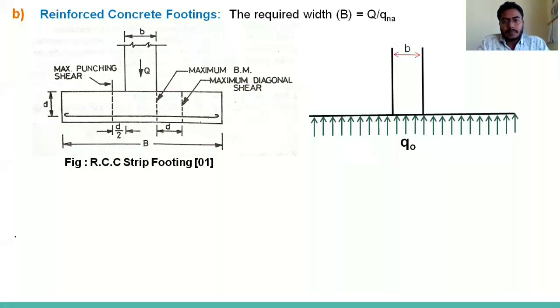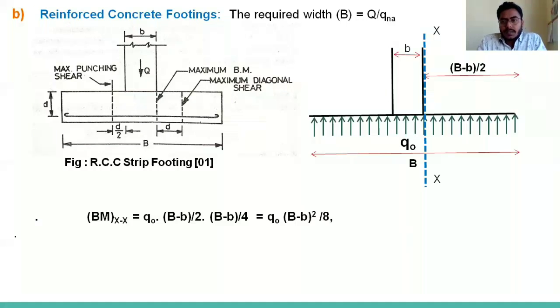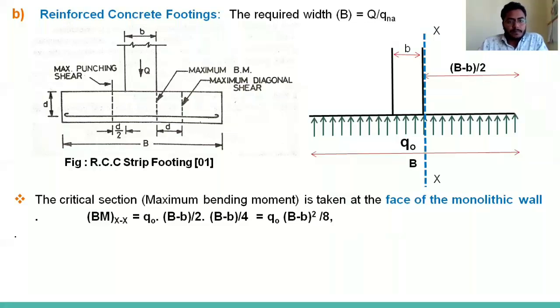The width of this column is small b, and the width of the footing is capital B. Now we are going to calculate the maximum bending moment at the face of the column, and that is mentioned in the figure by the x-axis. The x-axis distance from the outward portion is (B minus b) by 2. Obviously, by geometry, you can get (B minus b) by 2. So at the critical section, the x-axis, the maximum bending moment is taken at the face of the monolithic wall.